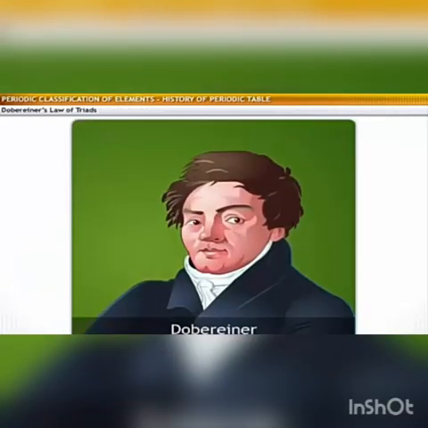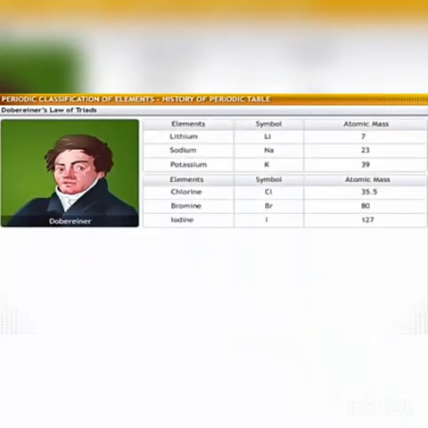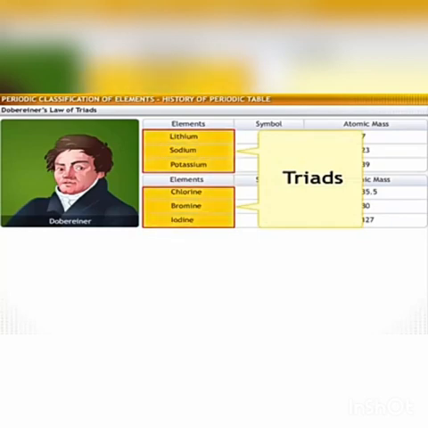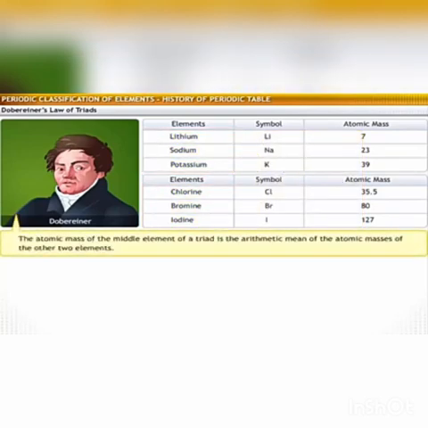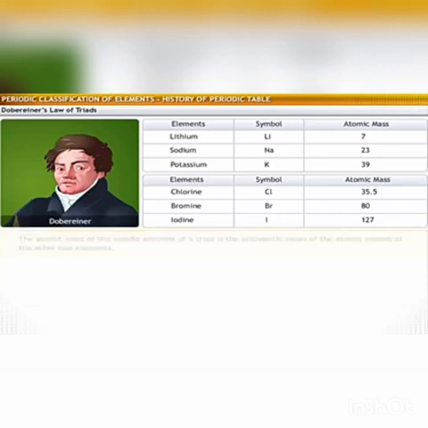After further research, a German scientist, Dobereiner, arrived at a hypothesis in the year 1829. According to Dobereiner, all elements occurred in groups of 3 when arranged in increasing order of atomic masses. He referred to these groups as triads. Dobereiner's law of triads states that the atomic mass of the middle element of a triad is the arithmetic mean of the atomic masses of the other 2 elements.